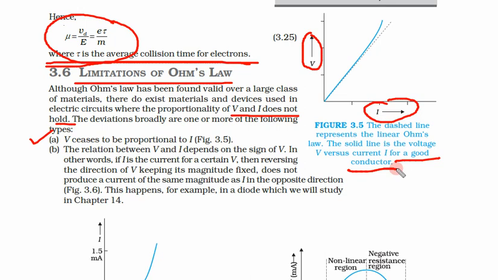Even for a good conductor like copper, or aluminium, this law is not perfectly valid for very large potential differences or very large voltages. At large potentials, it shows some deviation from its ideal characteristics. The ideal characteristic is a straight line.